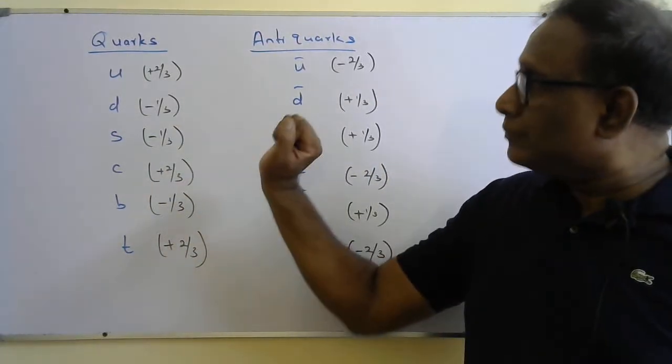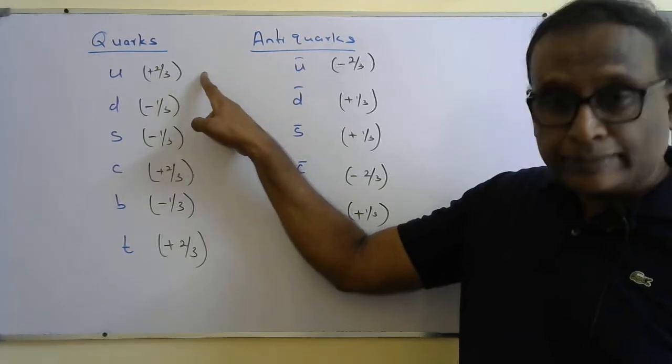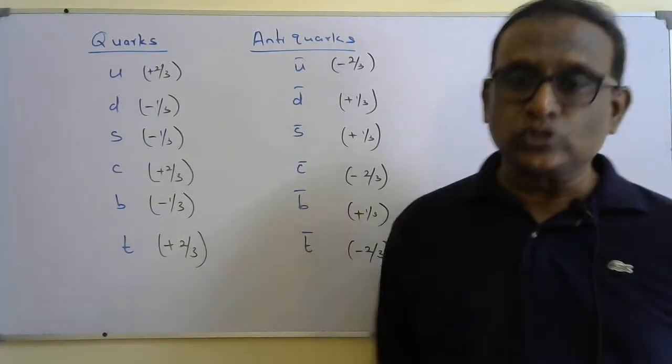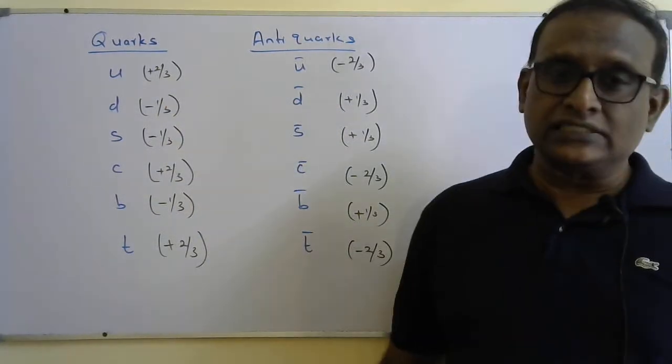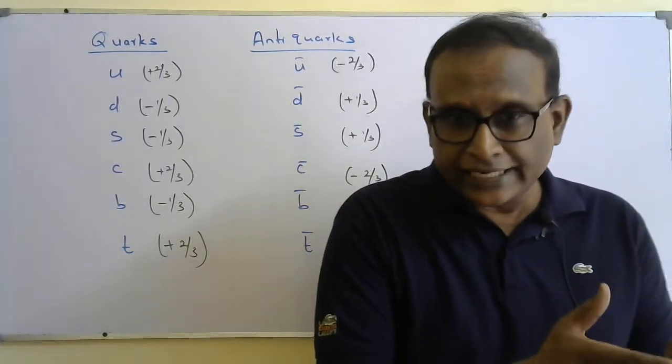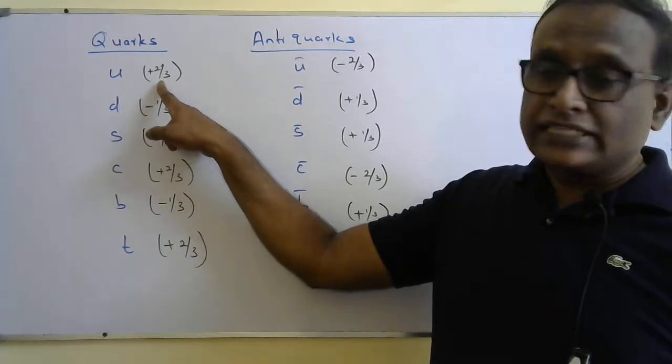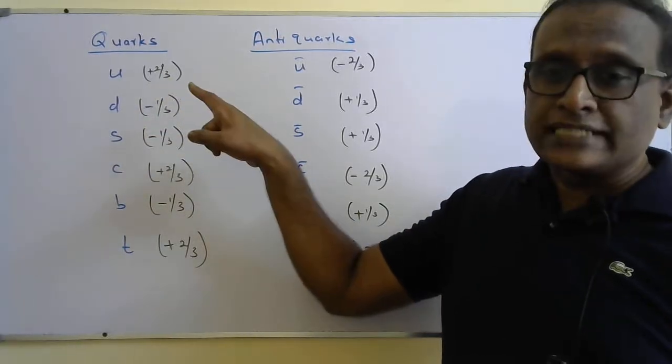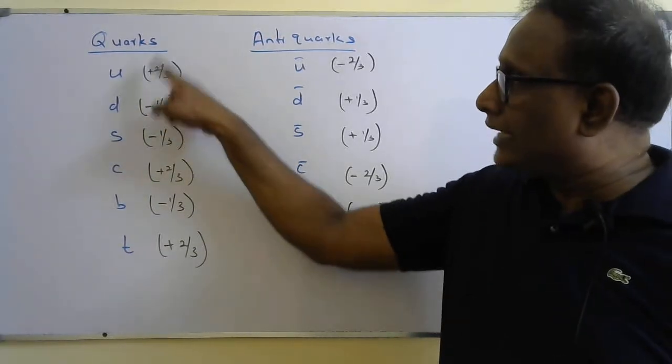So +2/3 means +2/3 times 1.6 × 10^-19 coulomb. This is the electronic charge. One electronic charge is 1.6 × 10^-19 coulomb. So +2/3 electronic charge means 1.6 × 10^-19 must be multiplied by 2/3.